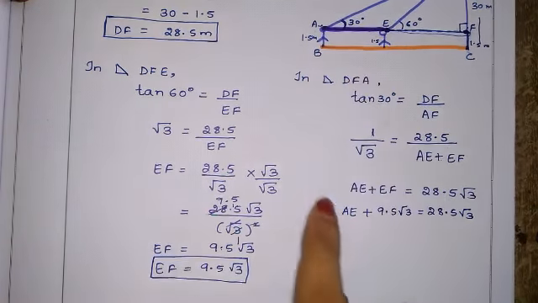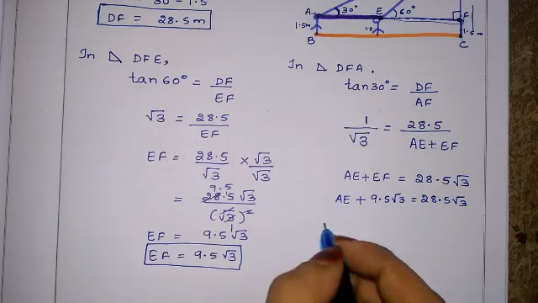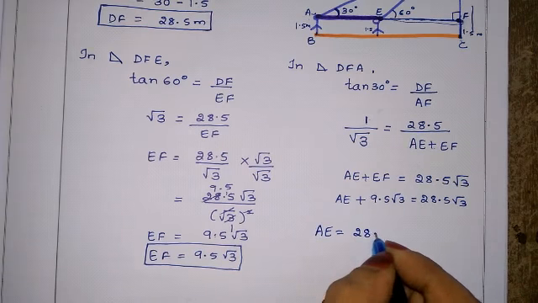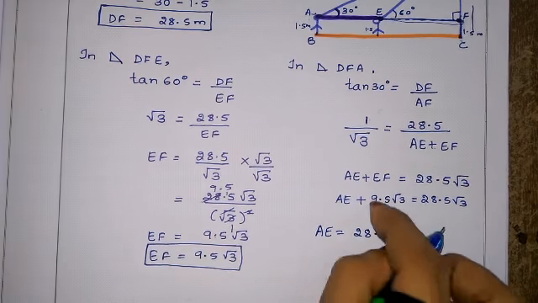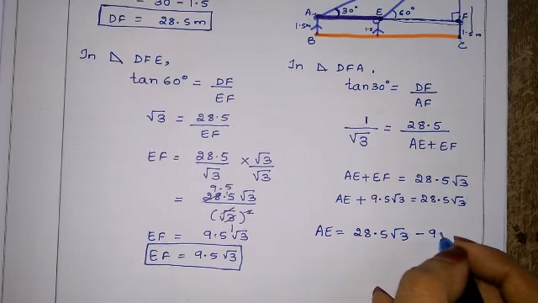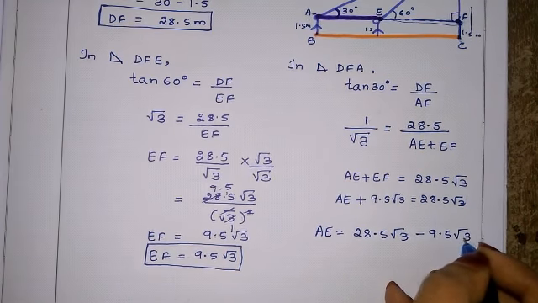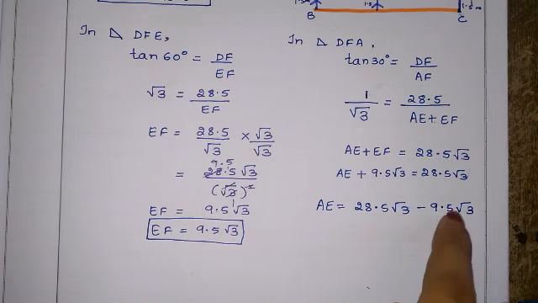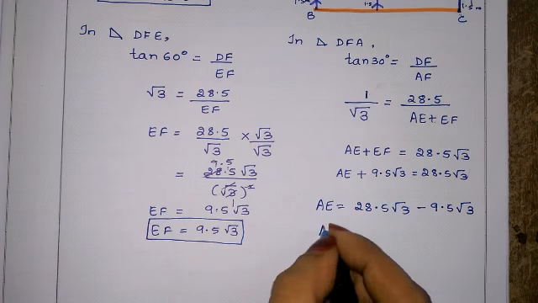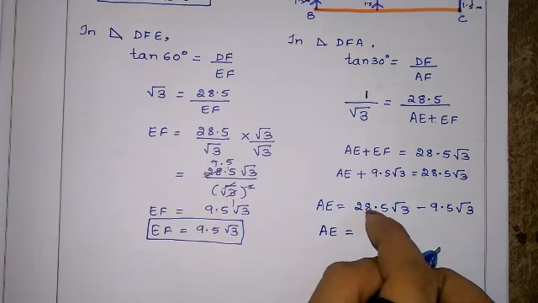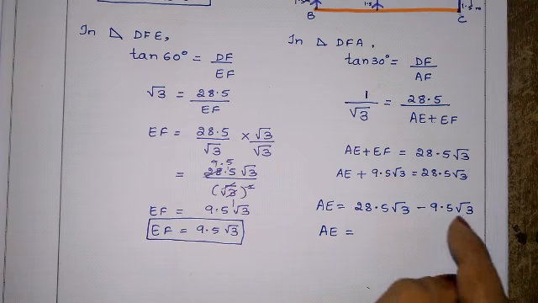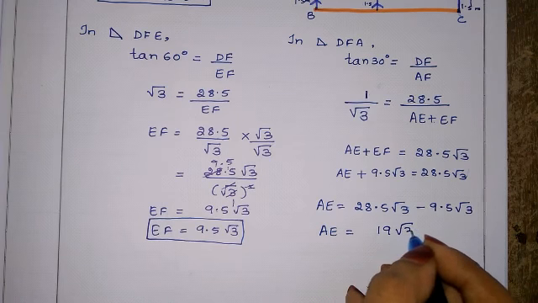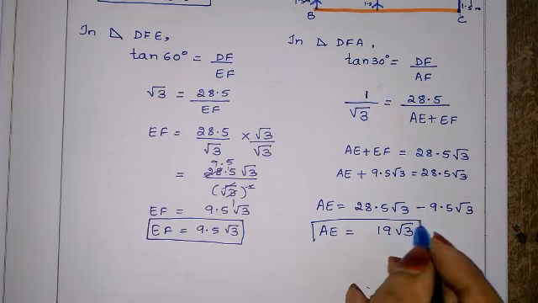Our focus should be on AE, right? We need AE. AE is equal to 28.5 root 3 keeping as it is, minus 9.5 root 3. So if we subtract these, because they are like terms, 28.5 root 3 minus 9.5 root 3, AE is equal to 19 root 3, and this is the answer.